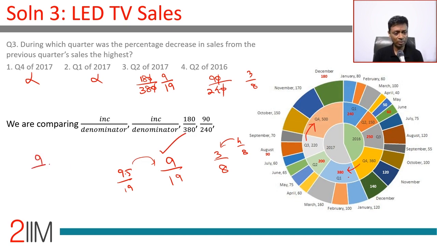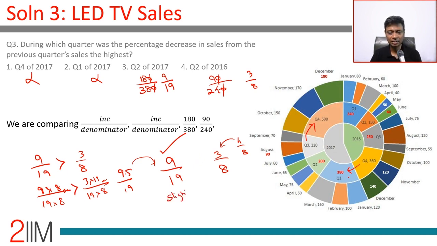The textbook way of comparing 9 by 19 and 3 by 8: the LCM would be 19 into 8. This is 9 into 8, this is 3 into 19. Or we are comparing 72 and 57. 72 is greater than 57. That's a textbook way of comparing. But you can anchor both of these around half. Both are less than half. This is only slightly less than half, very close to half. This is more less than half. So this is the right answer.